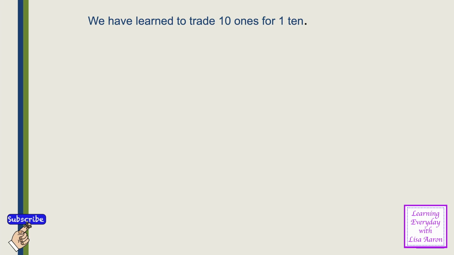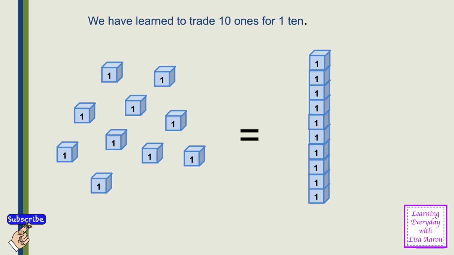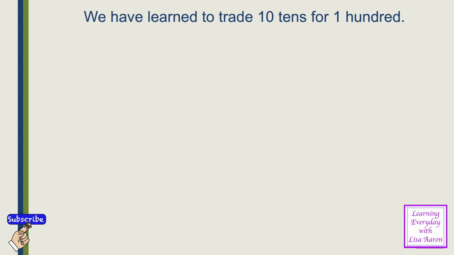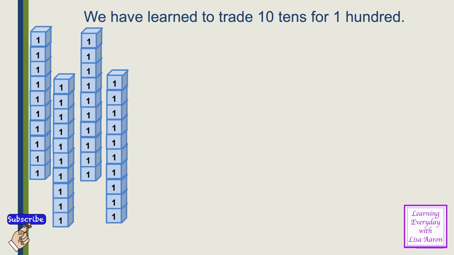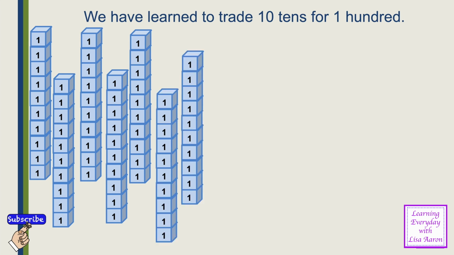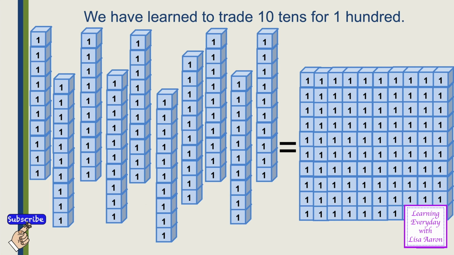We have learned to trade 10 ones for 1 ten. 1, 2, 3, 4, 5, 6, 7, 8, 9, 10 equals a unit of 10. We have learned to trade 10 tens for 100. 10, 20, 30, 40, 50, 60, 70, 80, 90, 100 equals 100.